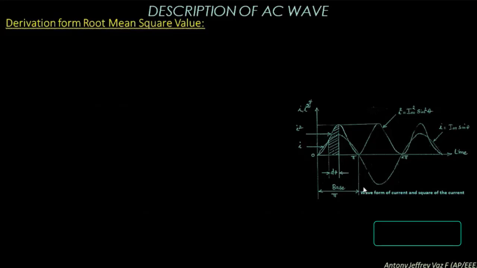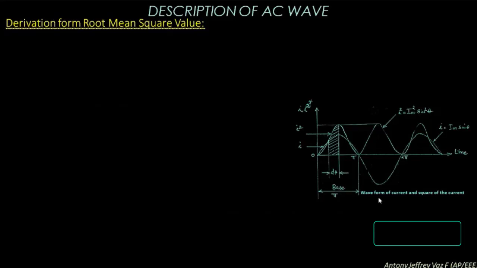Derivation for root mean square value. You see this is the figure of the alternating current, which is I equal to Im sin theta. We know that the RMS value involves the square of the current. So if you get I square, Im square sin square theta, then the wave will be like this. Here this wave is I square and this wave is the I wave.